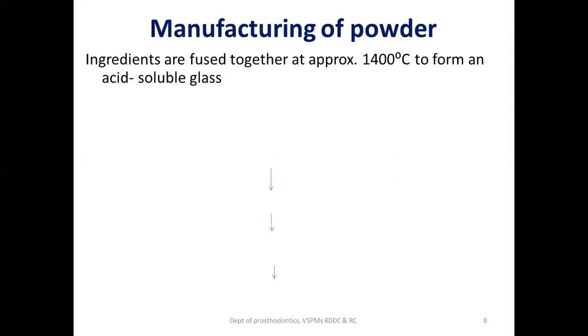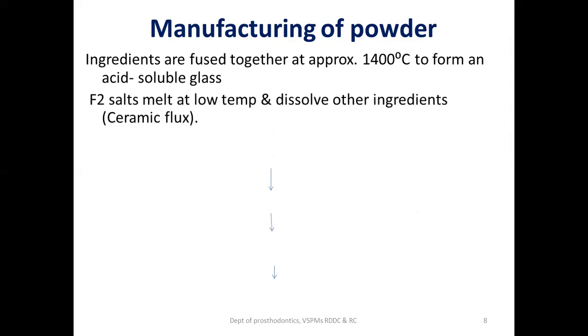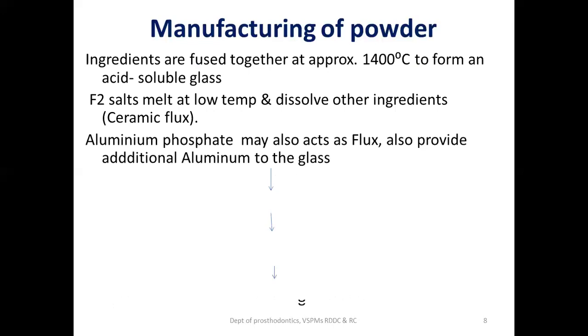The manufacturing process of the powder is the fritting process. Here all the ingredients of the powder are fused together at approximately 1400 degrees Celsius, which forms an acid-soluble glass. In the composition of the powder, we have seen that fluoride salts are there. These fluoride salts melt at a lower temperature, just before 1400 degrees Celsius, and this helps in dissolving the other ingredients. So this is acting as a flux; fluoride salts are also known as ceramic flux. The aluminum phosphate also acts as a flux and provides additional aluminum to the glass.